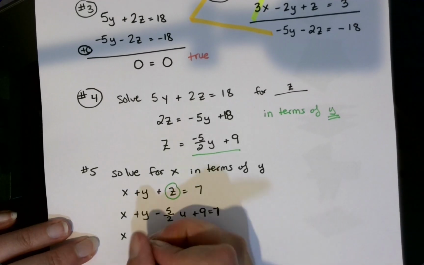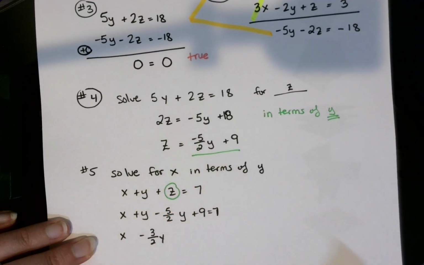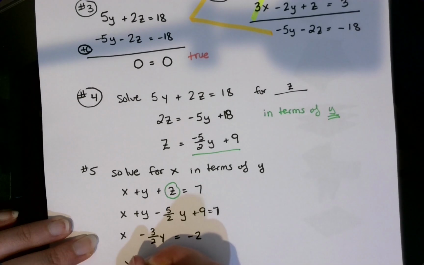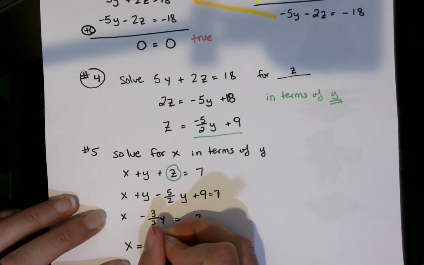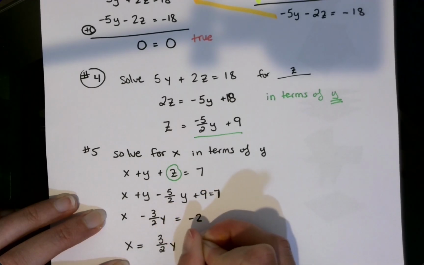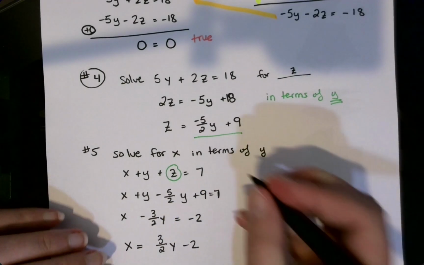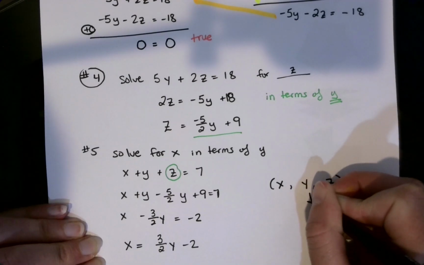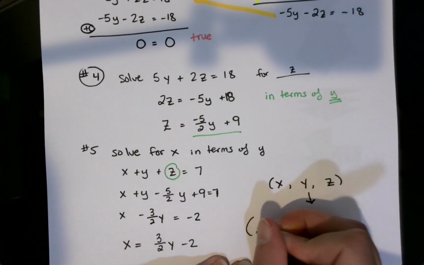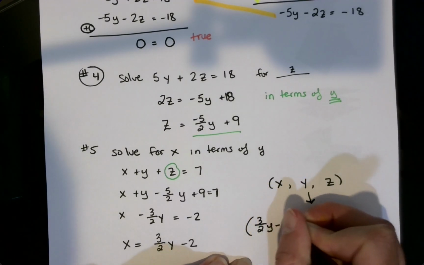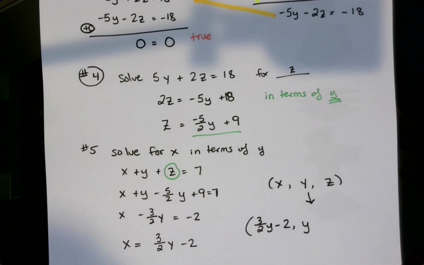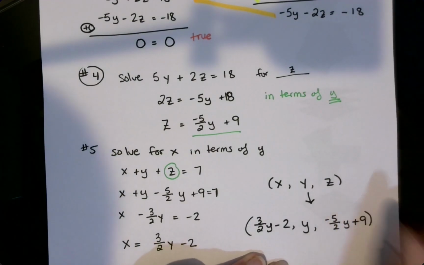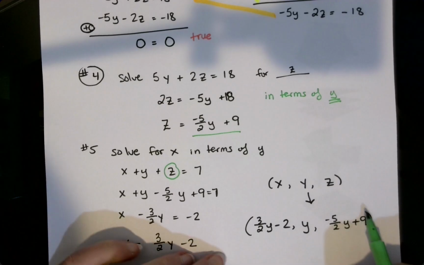If we combine like terms, x is equal to 1y minus 5 halves y. 2 minus 5 is negative 3, so that's negative 3 halves y. And if I subtract the 9 to the other side, that's equal to negative 2. Adding the 3 halves y to the other side gives x equals positive 3 halves y minus 2. So our ordered triple, of the form x, y, z, is equal to 3 halves y minus 2, y, negative 5 halves y plus 9. So this is the solution in terms of y.